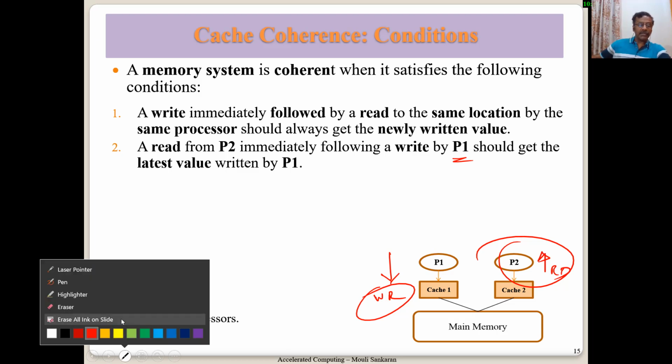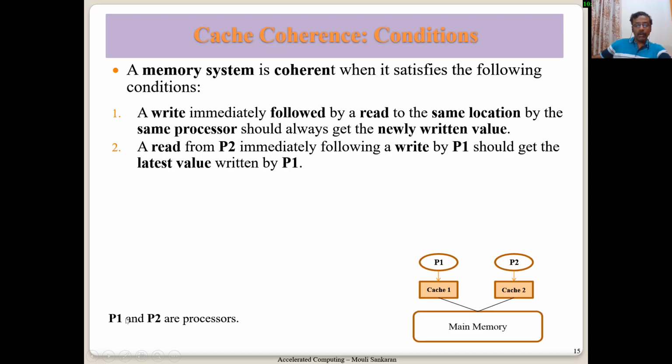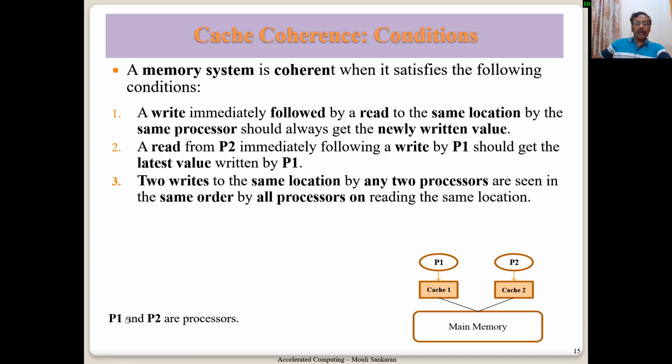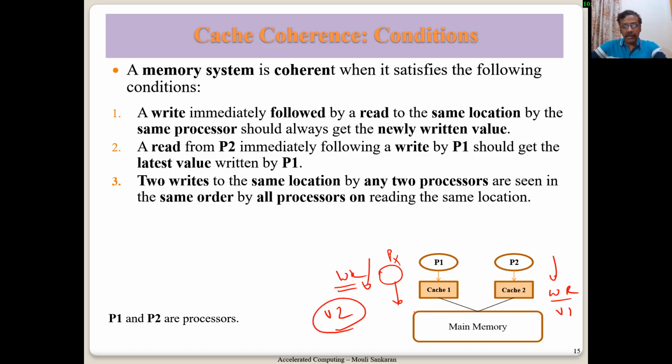What if two writes are happening to the same location by any two processes? Suppose some other processor, Px, is seeing it. All of them, Px or Px1 or whatever, should see the same sequence of writes. Maybe v1 was written first and v2 was written second. When somebody is reading it, they should see v1 first and then v2 next. So the sequence should be maintained. Two writes to the same location by any two processes are seen in the same order by all processes reading the same location.